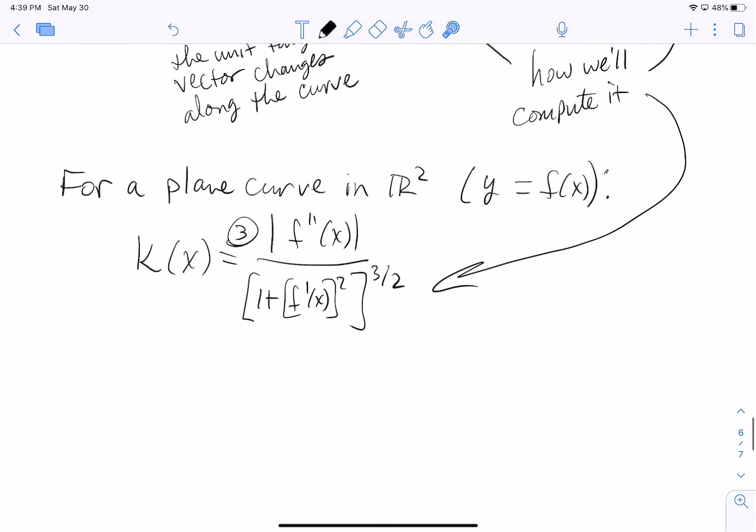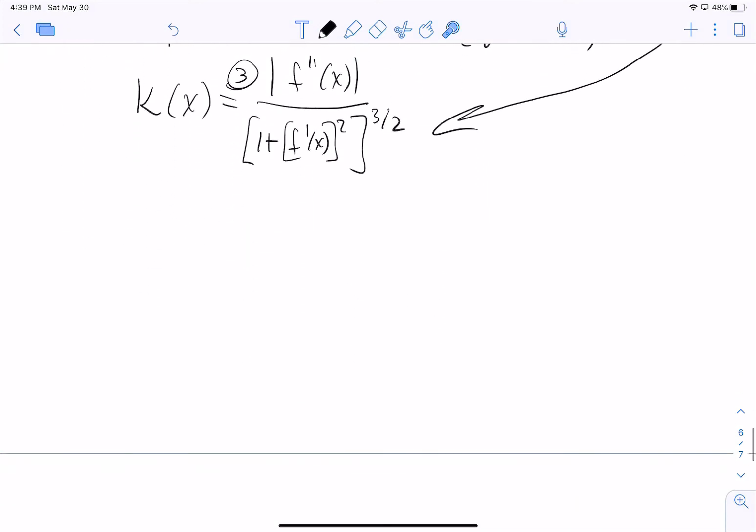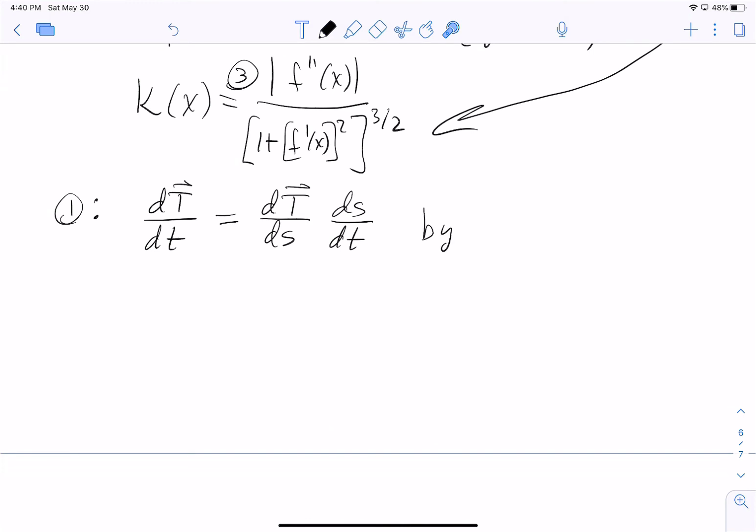Now let's see how the definition leads to these expressions that we're looking at. We'll start with number 1. To develop it, we're going to start with the derivative of the unit tangent vector with respect to time. So dT/dt, where the first T is the unit tangent vector and the second t is the parameter t. That's equal to dT/ds times ds/dt, where again the first T is the unit tangent vector, the second t is the parameter. This is true by the chain rule.